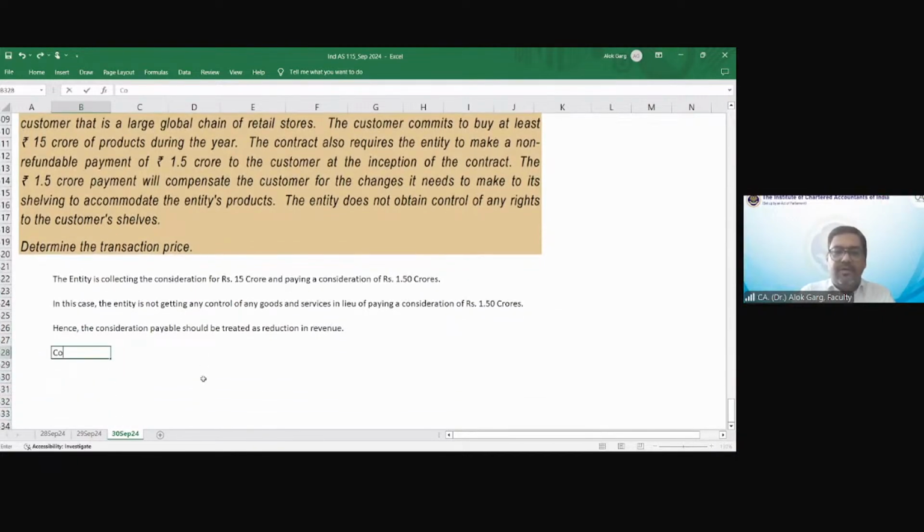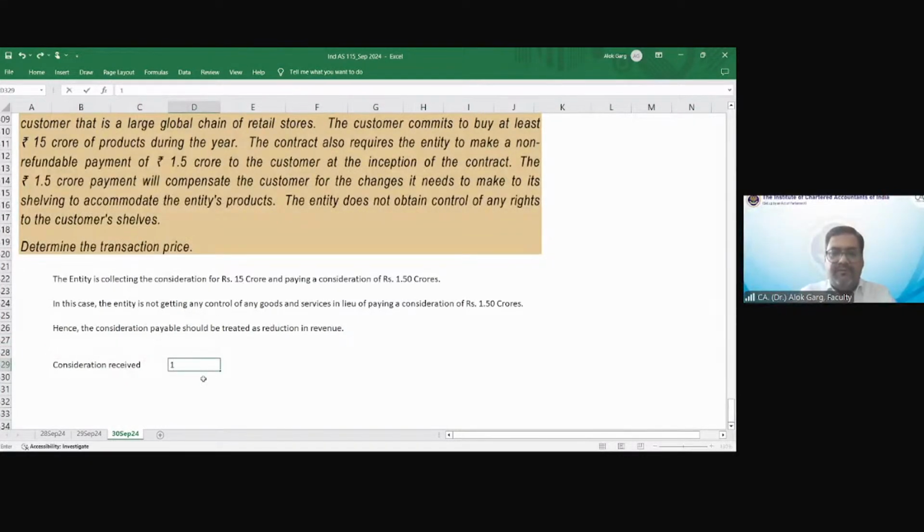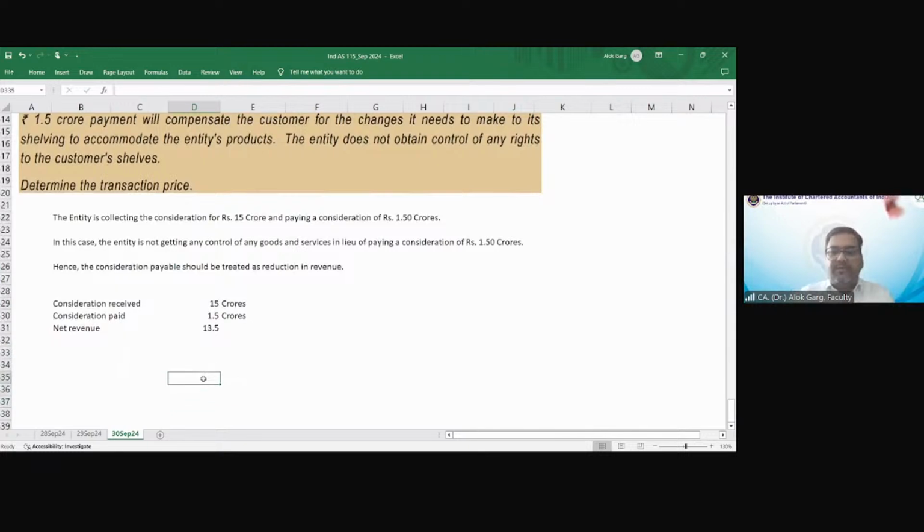So consideration received amount in crores, you should write, or simply you should write 15 crores. Consideration paid 1.5 crores. Net revenue 13.5 crore. If the question asks to put some accounting entries, what should be the accounting entries?